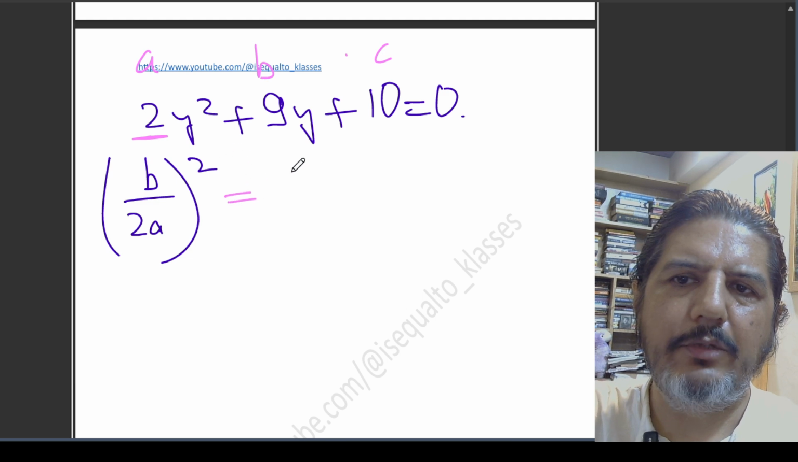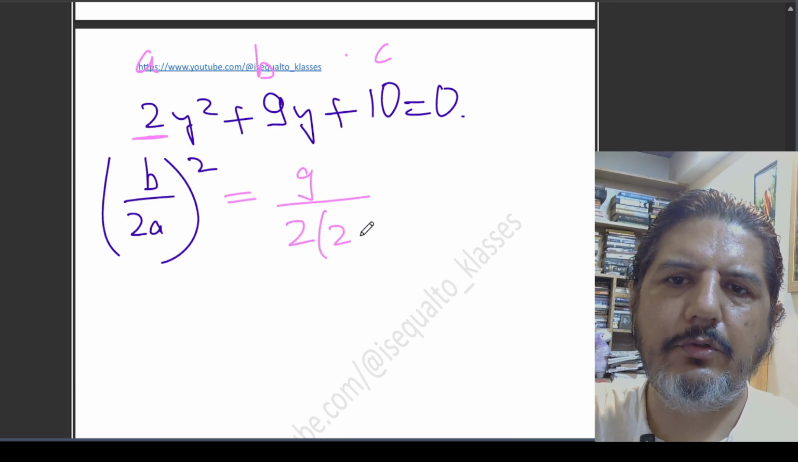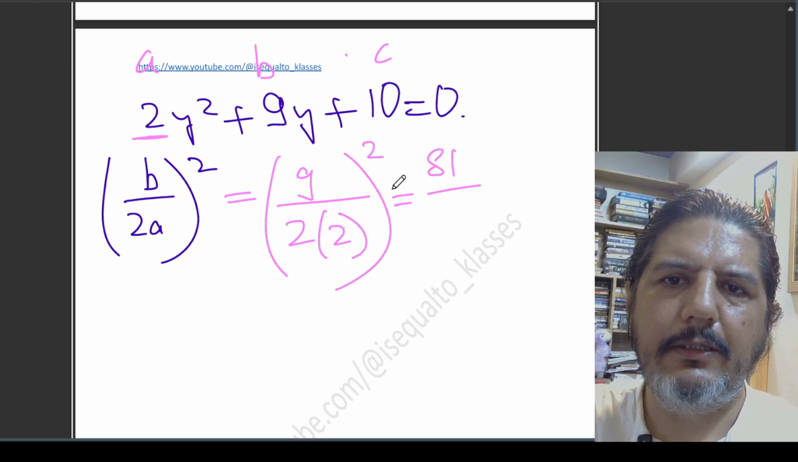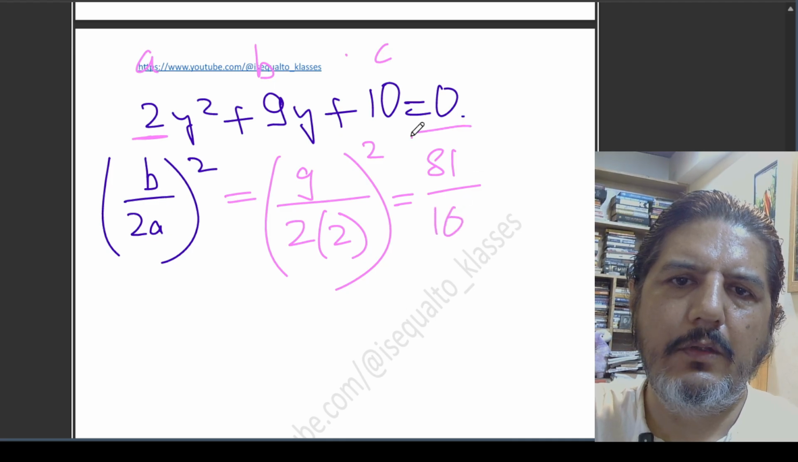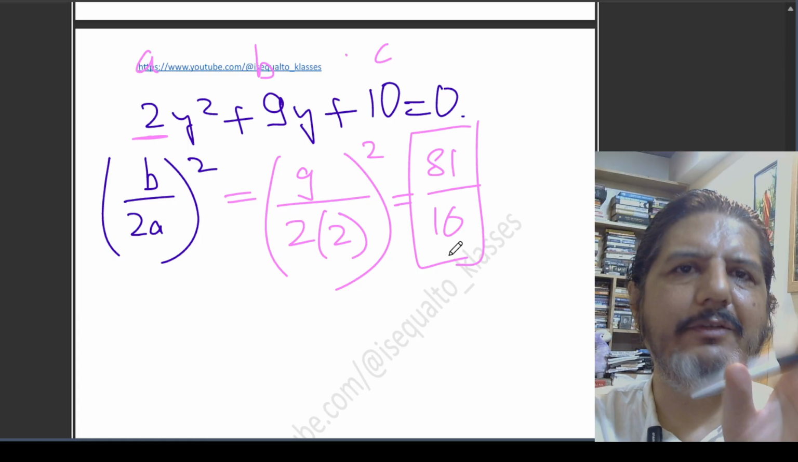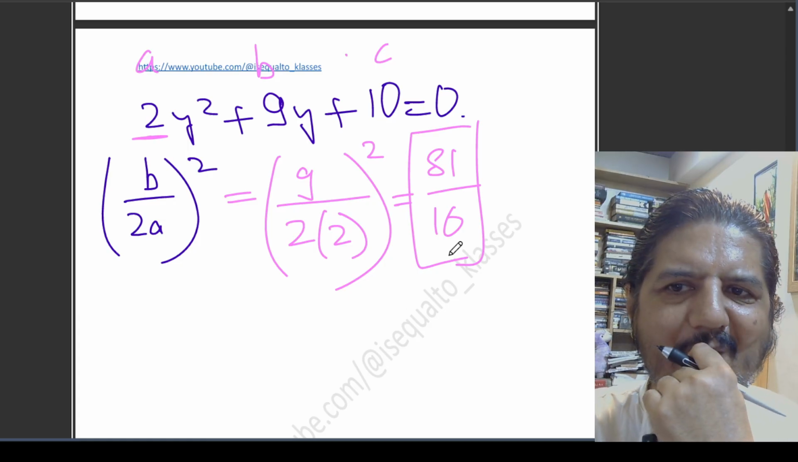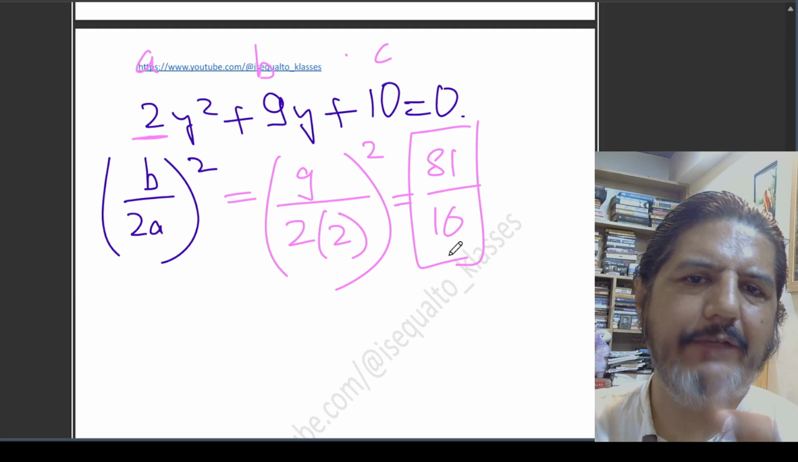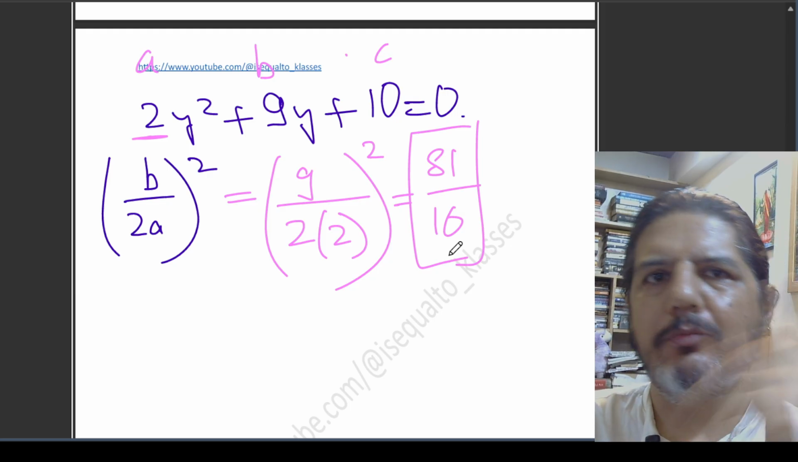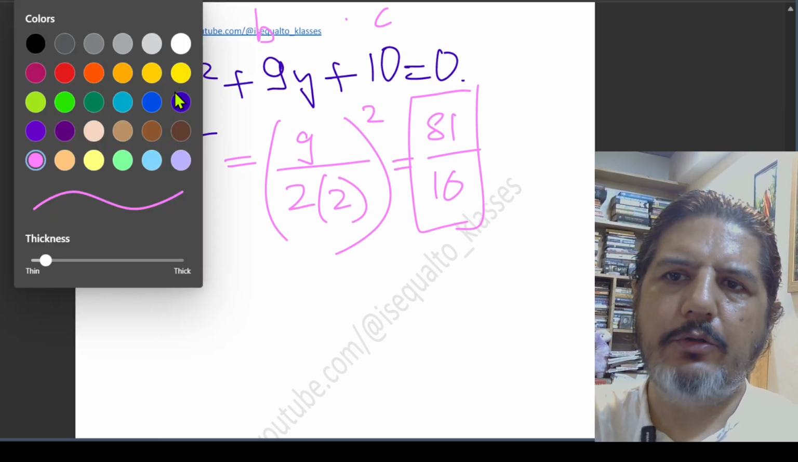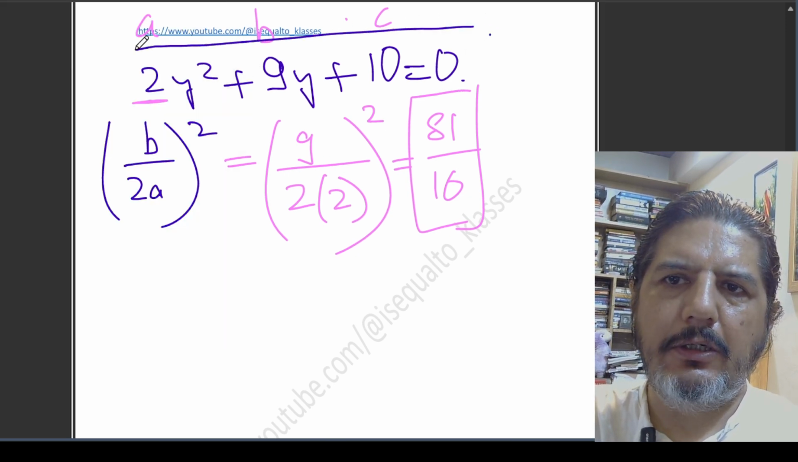So b upon 2a whole square is equal to 9 upon twice of 2 whole square. This is equal to 81 upon 4 square, which is 16. So the factor that I have to add on both sides of the quadratic equation is 81 by 16. So b is 9, twice of a is 4, 4 square is 16. So 81 by 16 has to be added on both sides of the equation after ensuring that the coefficient of y square is equal to 1. How do I ensure that the coefficient of y square is equal to 1?